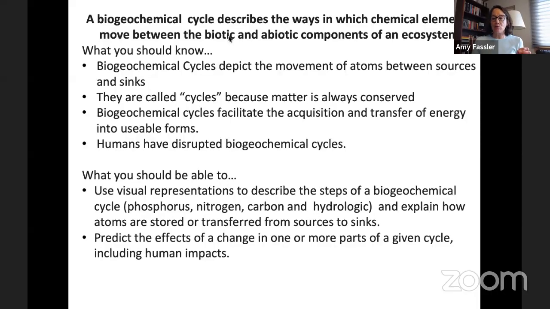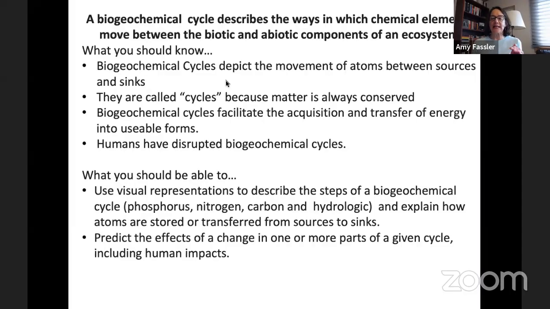The chemical, then, when we look at the model of that, depicts the movement of atoms between sources and sinks for that biogeochemical cycle. They're called cycles because matter is conserved. And biogeochemical cycles facilitate the acquisition and transfer of energy into usable forms.